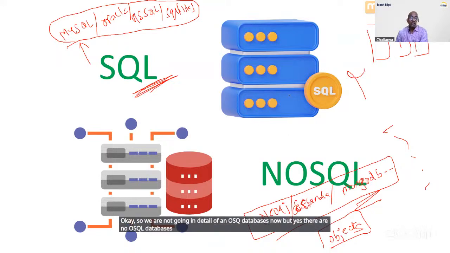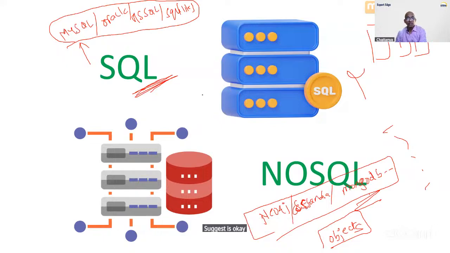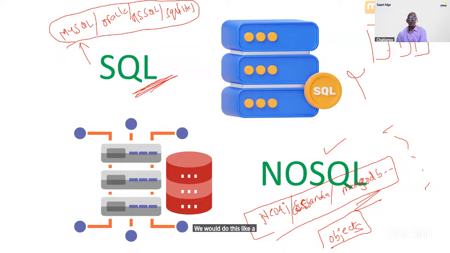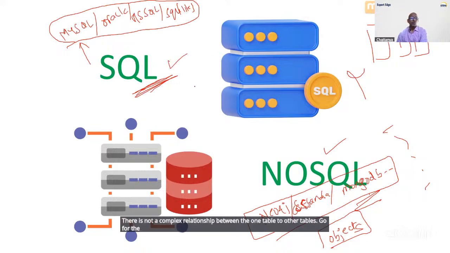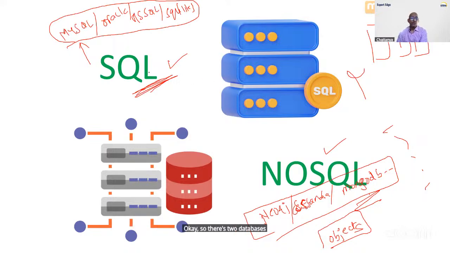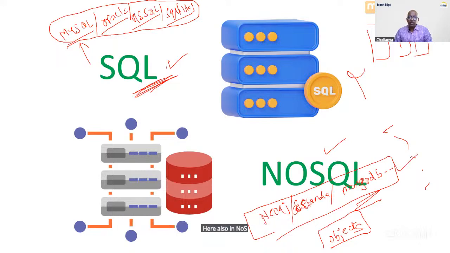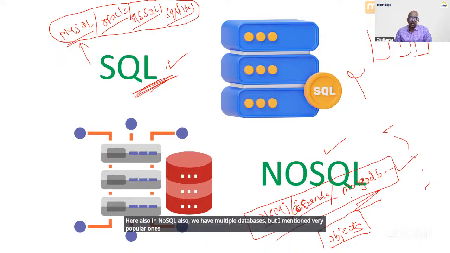Wherever we see very complex relationships between one table and multiple tables in SQL databases, what experts generally suggest is, in that case, don't use SQL databases, go for NoSQL databases. If the relationships between tables are very simple, not complex, you go for SQL databases. That is very good and sufficient for you. So there are two kinds of databases, and you can use any. If you go for SQL databases, these are the options: MySQL, Oracle, MS SQL, SQLite 3, etc. There are many databases, but I only mentioned 3 or 4 which are very popular. In NoSQL also we have multiple databases, but I mentioned the popular ones: Neo4j, Cassandra, MongoDB, etc.